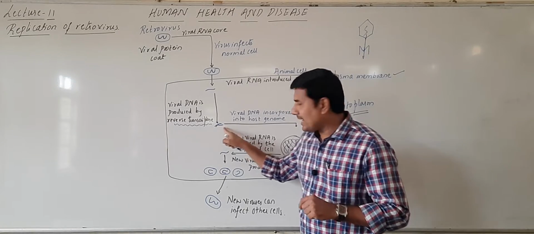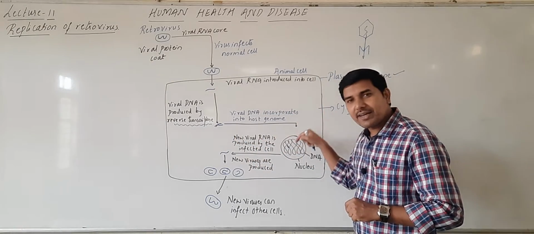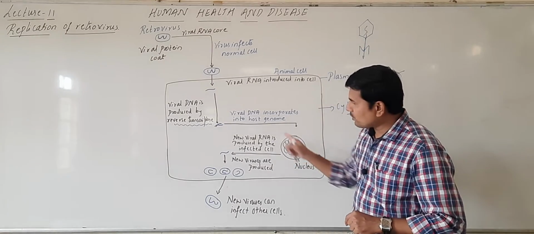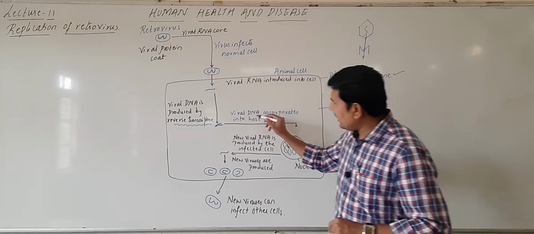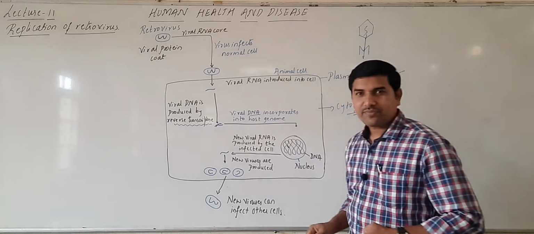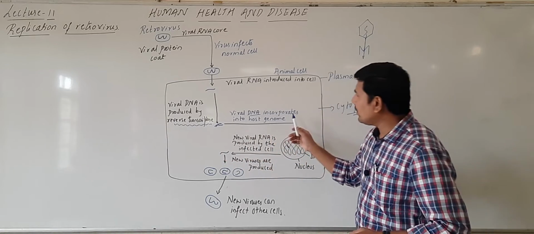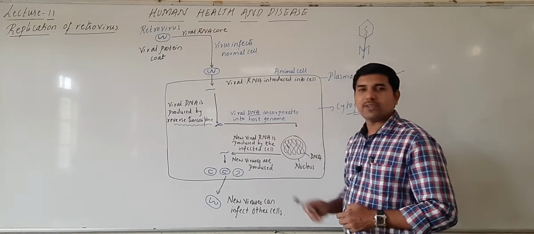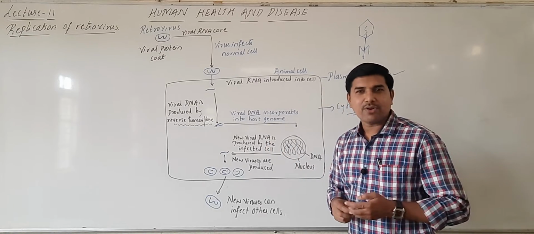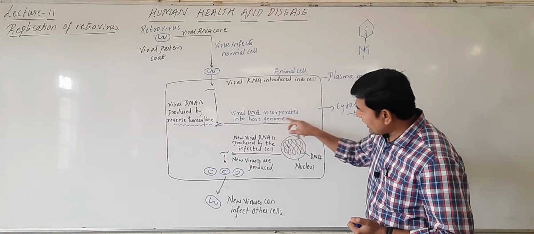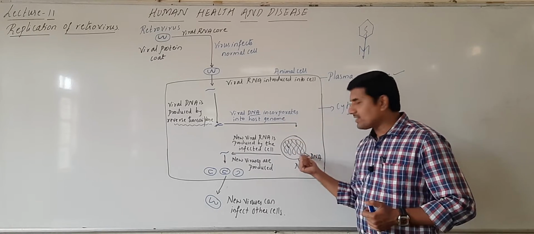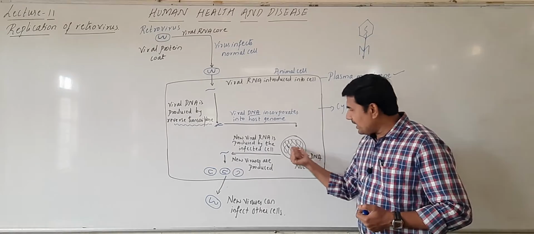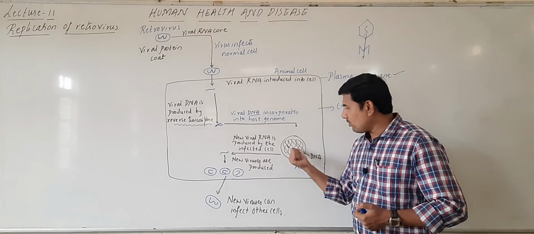Now, this DNA gets incorporated, inserted, entered into the nucleus of the host cell. That is why we have written here viral DNA. Look at this. This is the DNA. Viral DNA incorporates, gets inserted, enters into the host genome. Genome is nothing but our genetic material. Okay. So, it gets entered into the nucleus. Inside the nucleus we have our genetic material DNA, and it gets attached to a part of the DNA.